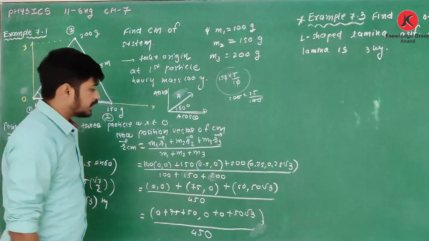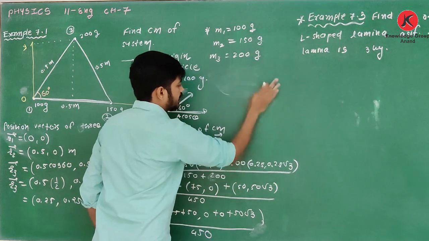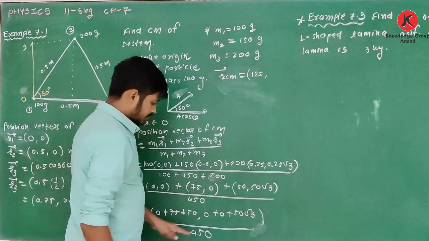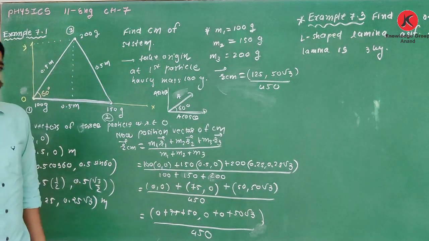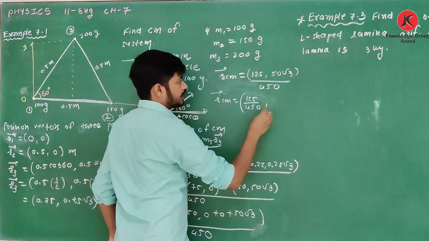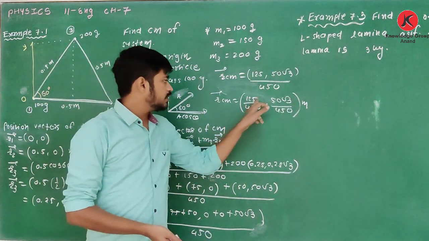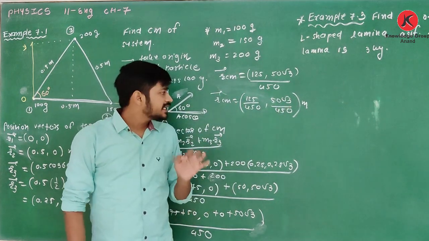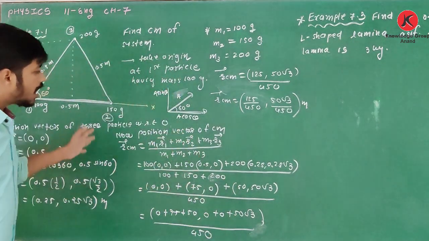Now 75 plus 50, it is 125. So here I will write R center of mass is equal to 125 divided by 450 and here 50 root 3 divided by 450 meter. You can further divide this too. 125 divided by 450, 50 root 3 divided by 450. Whatever you get, it is your answer. Clear? Yes, it is right. Now further you can simplify this. Okay, clear?